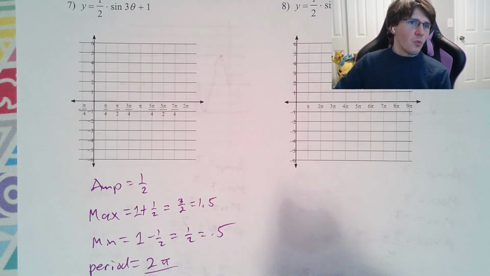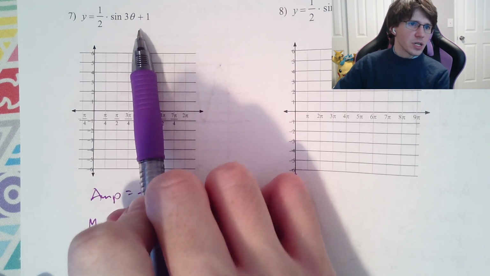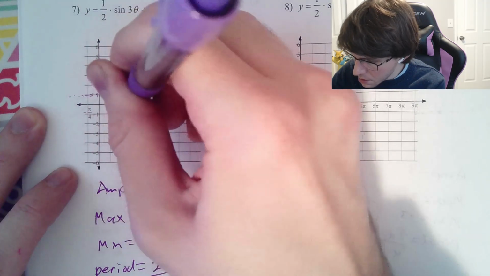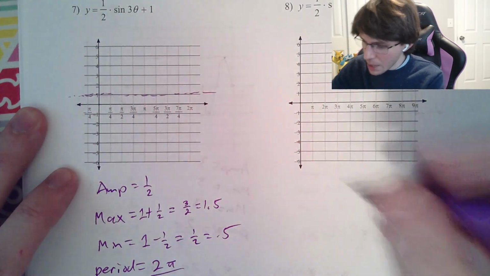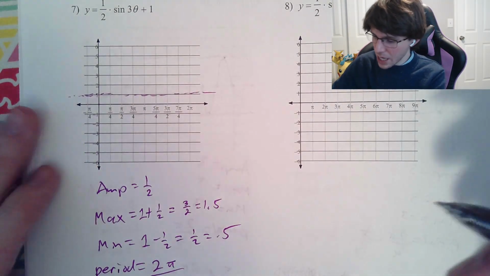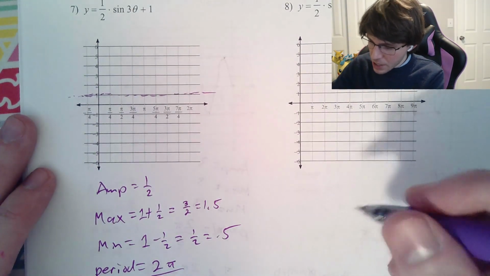Now, our 1 right there out in front is going to cause us to have a center line at a value of 1. But we're only going up a half. So I'm not even going to be able to draw it with a dotted line because it's going to make it really, really nasty looking. We're going to do our best, though, to do the entire thing.